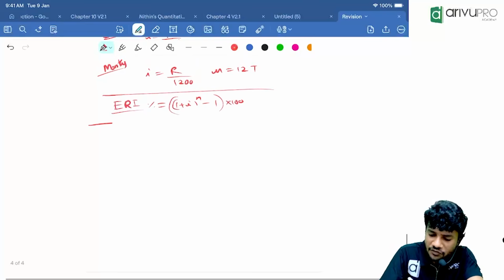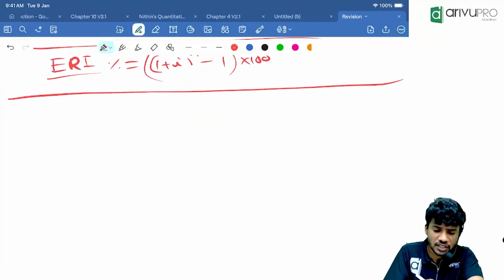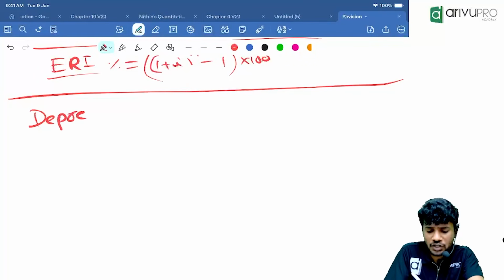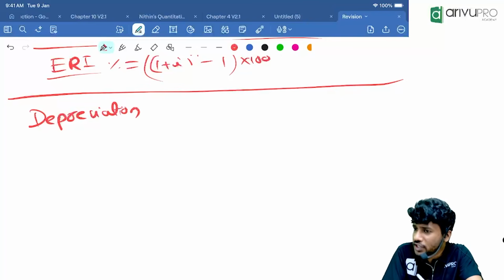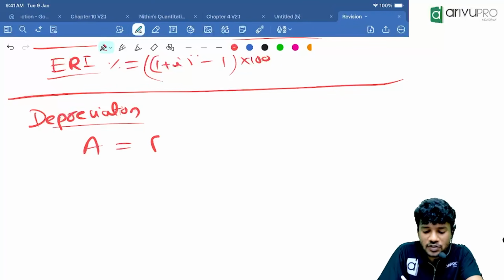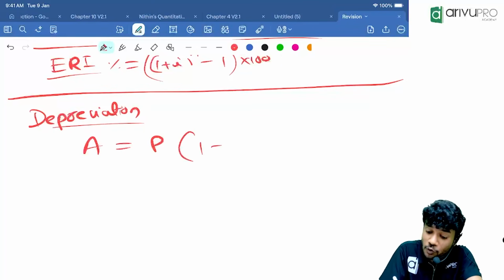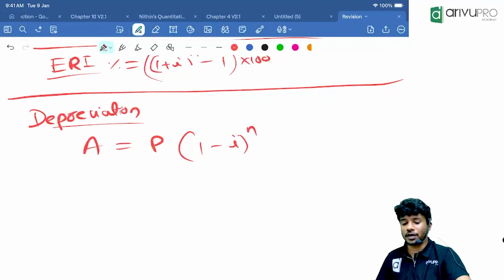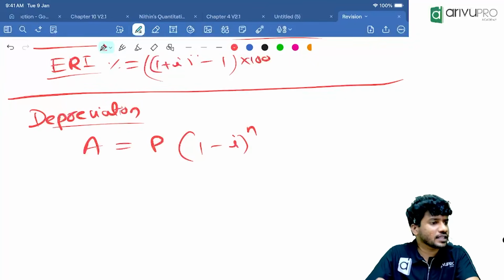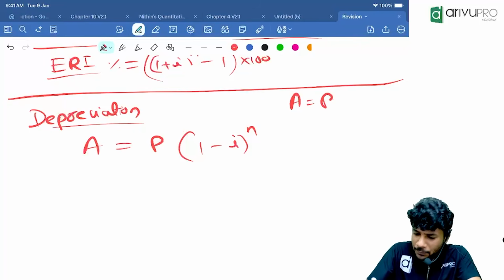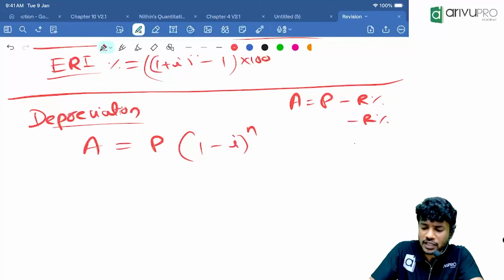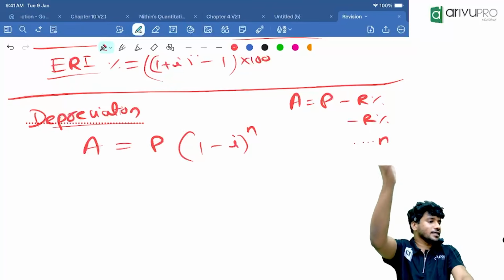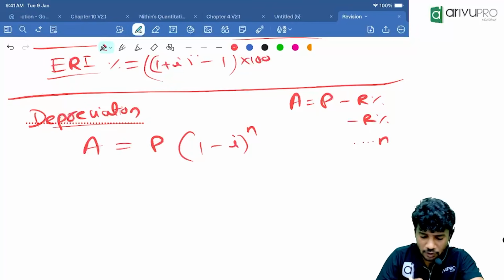Then once effective rate of interest is done, we studied what? Depreciation. What was the formula for depreciation, people? Scrap value is nothing but cost price into (1 minus I) the whole power n. In the calculator, how will you find that? A is nothing but P minus R percentage, minus R percentage, et cetera, for the number of years or the n value given over there.